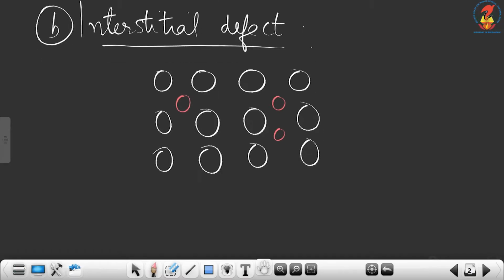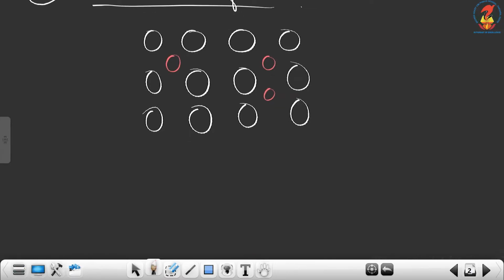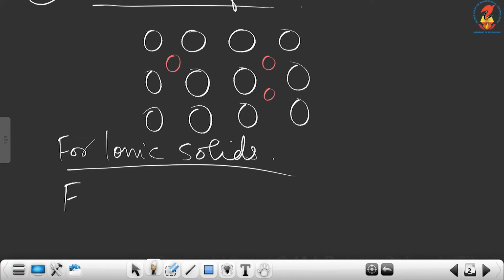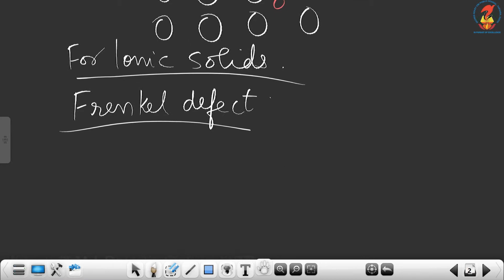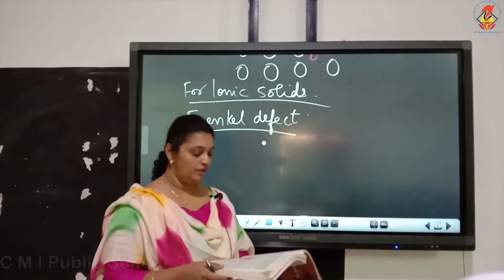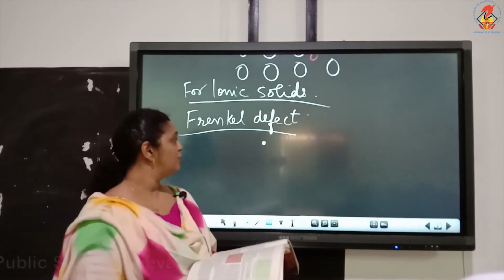So, next we are going to study ionic solids. In ionic solids, the defects are Frenkel and Schottky defects. First let us see what is Frenkel defect. All these come under the stoichiometric defect. So, Frenkel defect and Schottky defect.